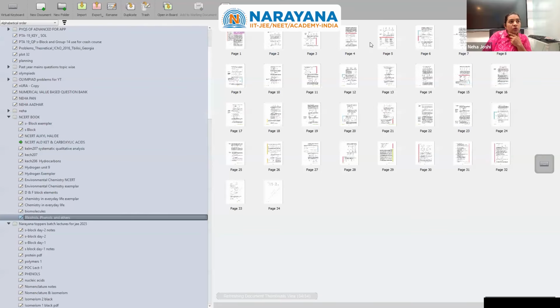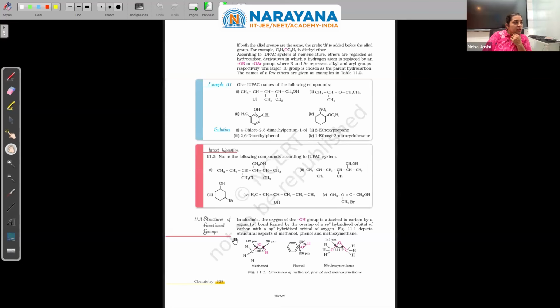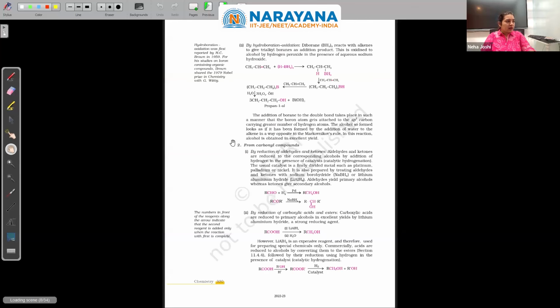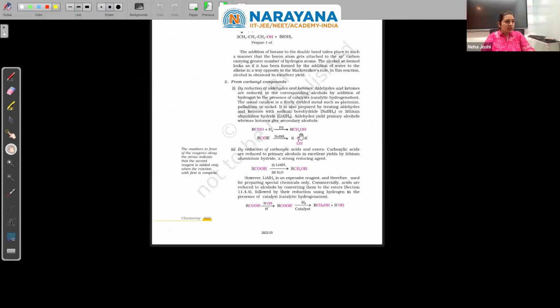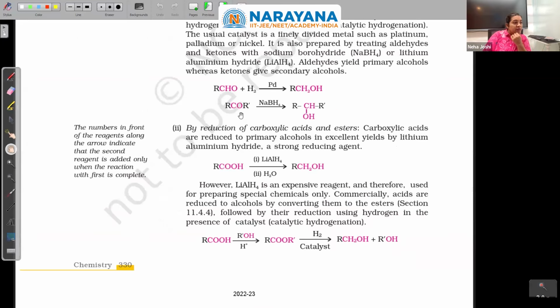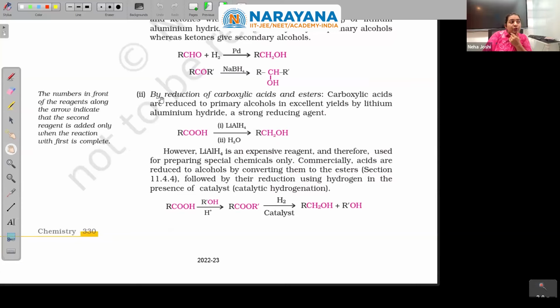Whereas if I go to their alcohol chapter, structure, preparation. Okay, alcohols from phenols, alcohols from carboxylic acid and ester. Let us read here. We should know what is given because at one place they have given something that can confuse you. So, by reduction of carboxylic acids and ester: carboxylic acids are reduced to primary alcohols in excellent yield by lithium aluminum hydride. So they continue that you have to reduce carboxylic acid by LiAlH4, as it was given in the carboxylic acid chapter also, a strong reducing agent.